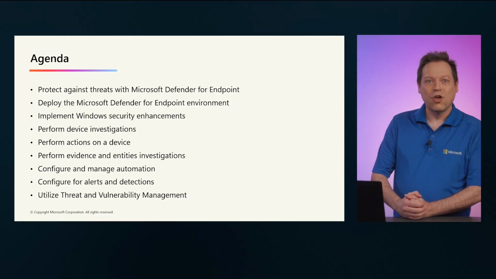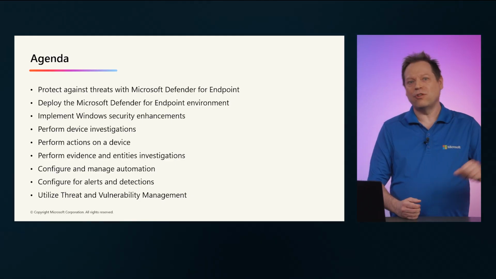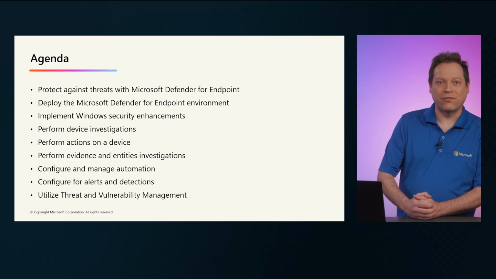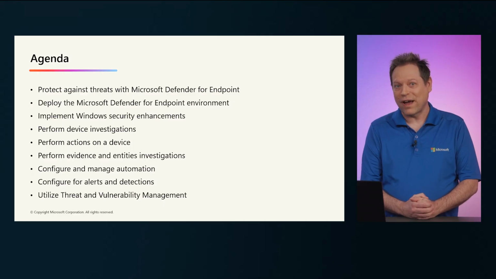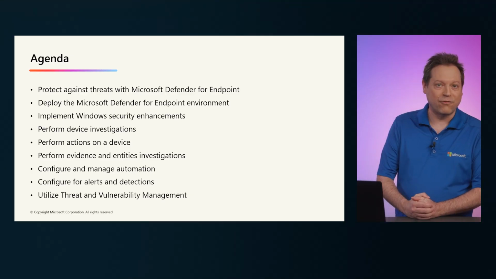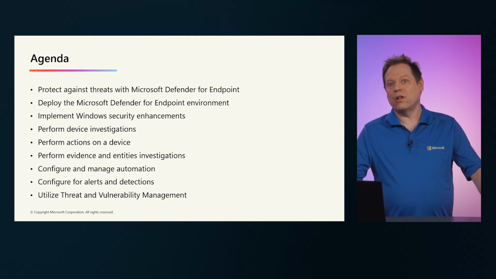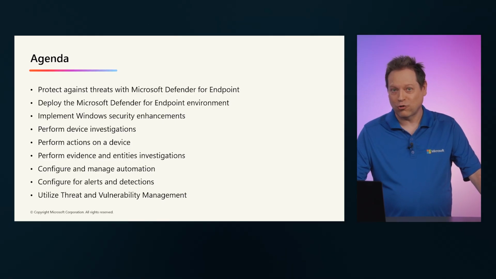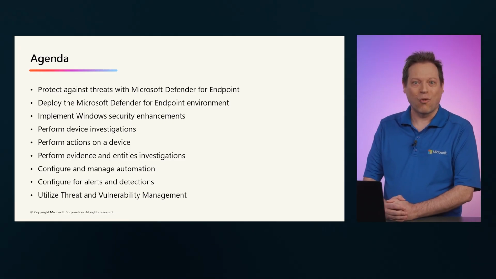Here's what we'll cover. We'll start by protecting against threats with Microsoft Defender for Endpoint, then move into deploying the Defender for Endpoint environment. From there, we'll implement Microsoft security enhancements, perform device investigation, and take action directly on a device. Next, we'll investigate evidence and entities, configure and manage automation, and then we'll configure alerts and detections, including tuning and indicators. Finally, we'll wrap up by utilizing threat and vulnerability management to continuously understand and reduce exposure across your endpoints.